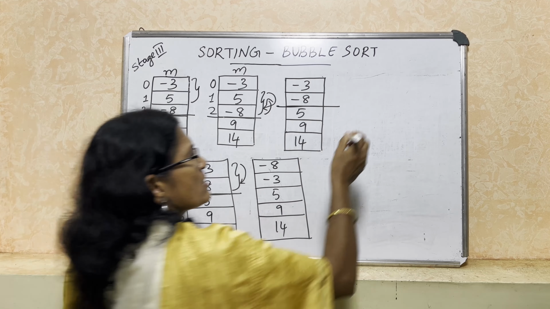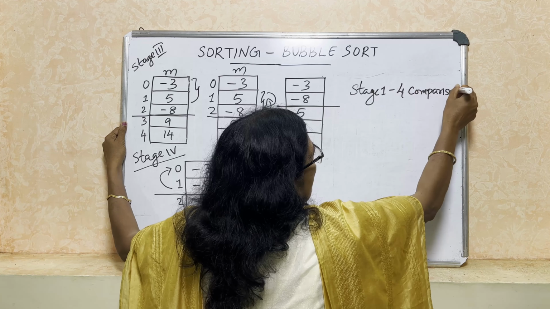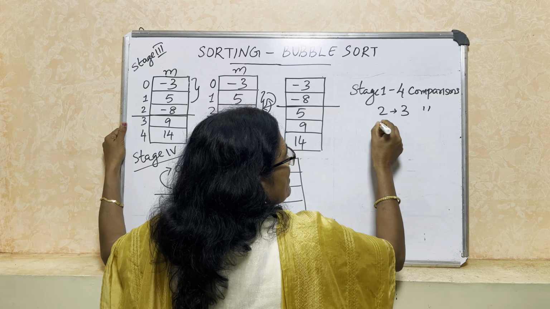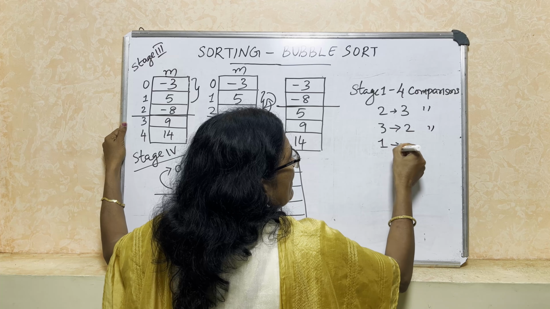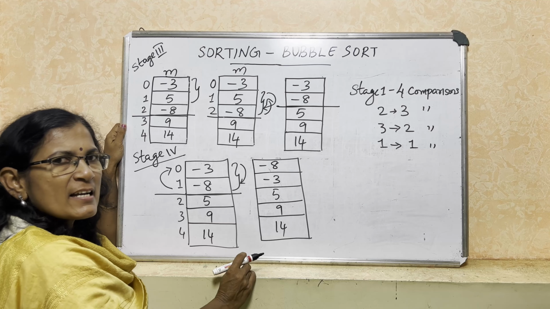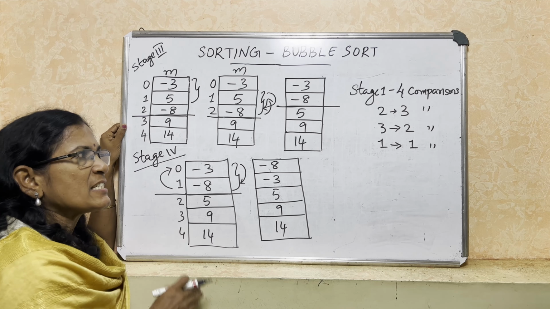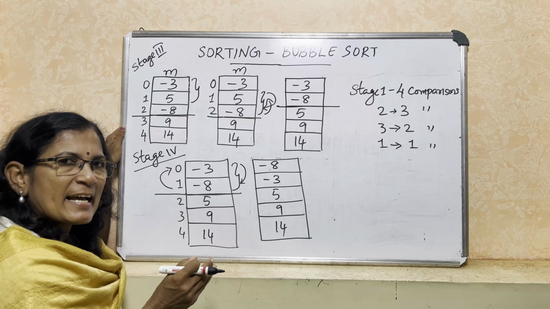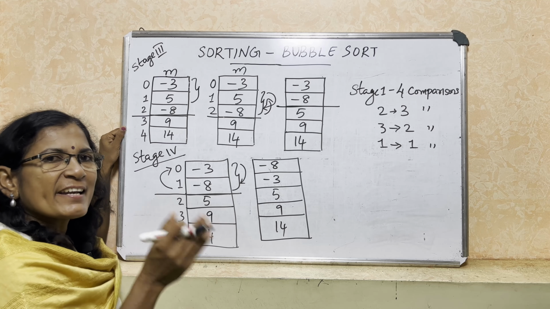At stage 1, we have done 4 comparisons, at stage 2, 3 comparisons, at stage 3, 2 comparisons, and in the last stage, 1 comparison. So as we move from one stage to the next, the number of comparisons is getting reduced. To bubble sort an array which has 5 values, how many stages are involved?